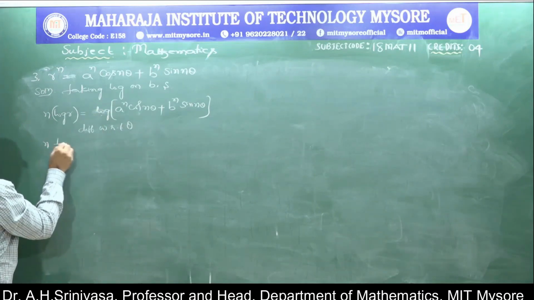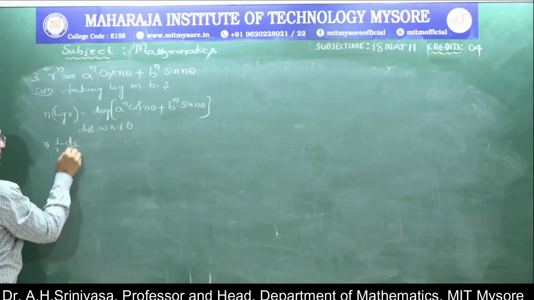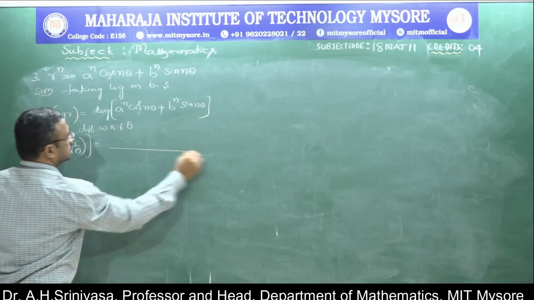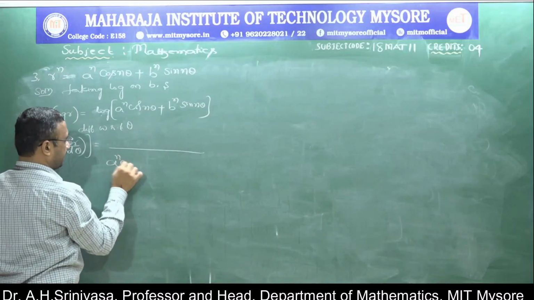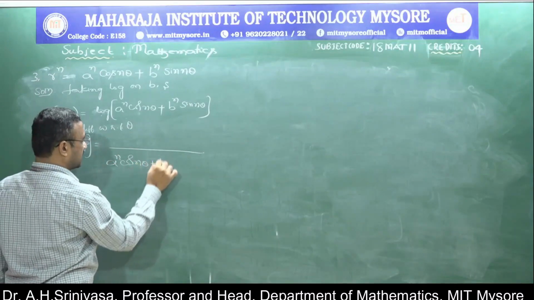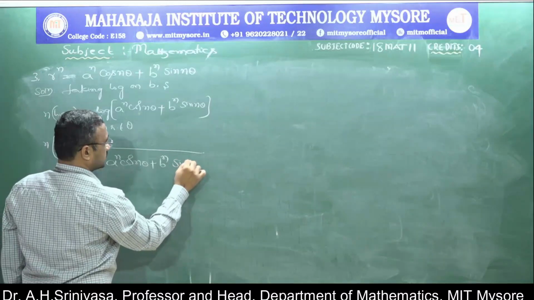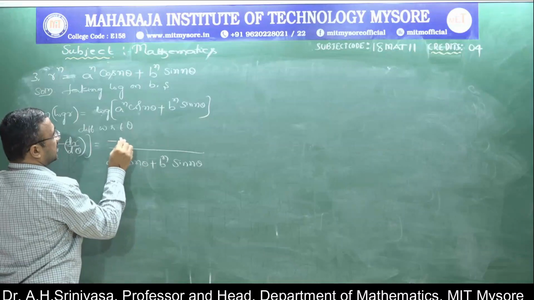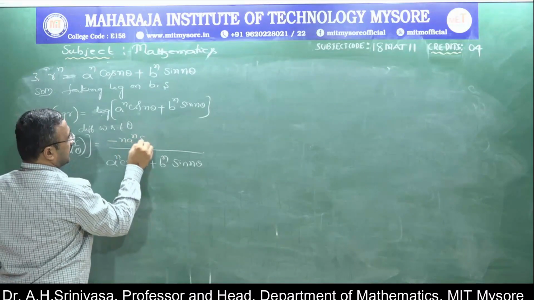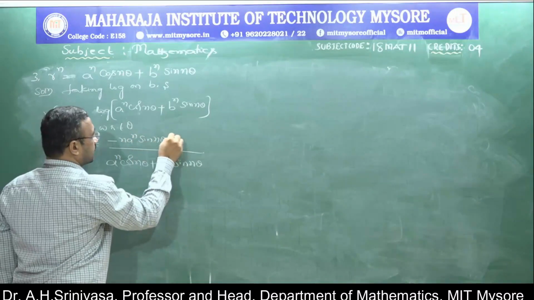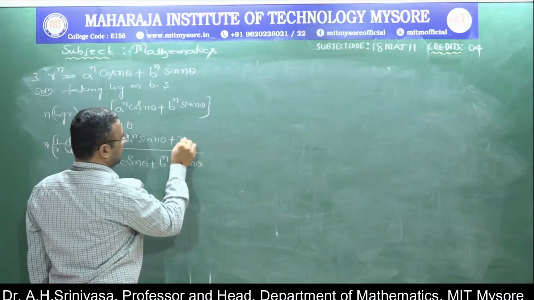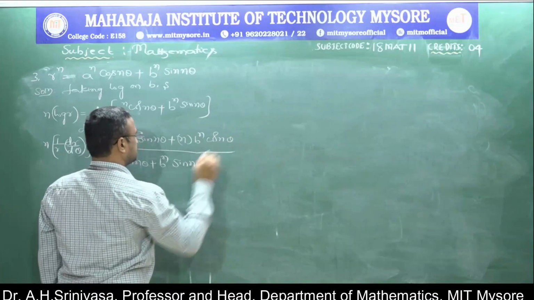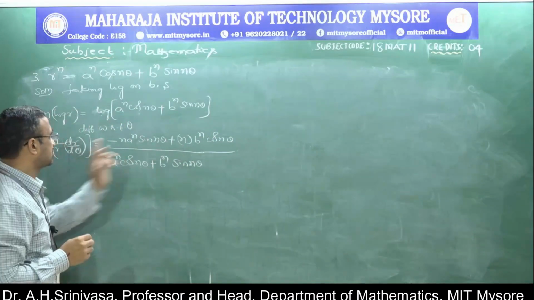Now it becomes n into 1 by r dr by d theta equals the derivative of a power n cos n theta plus b power n sin n theta, that is minus n into a power n sin n theta plus n into b power n cos n theta. Now take n as a common factor here.